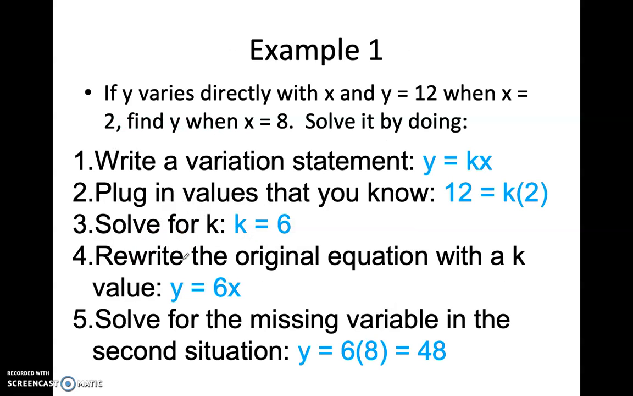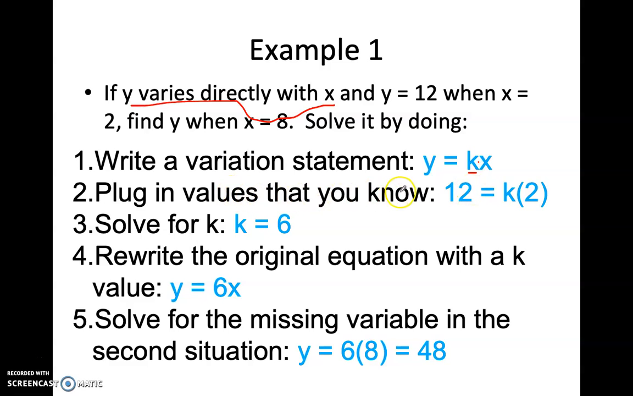All right, so here's the example that you really need to know how to do. You are going to see a statement that looks like this. If y varies directly with x and y equals 12 when x equals 2, find the y value when x equals 8. And this is the process you're going to use for all of these. You're going to first write a variation statement. It says y varies directly with x. You're going to write y equals kx. Don't forget that k. You're always going to stick that in there. And direct variation is a multiplication. That's all you have to do.